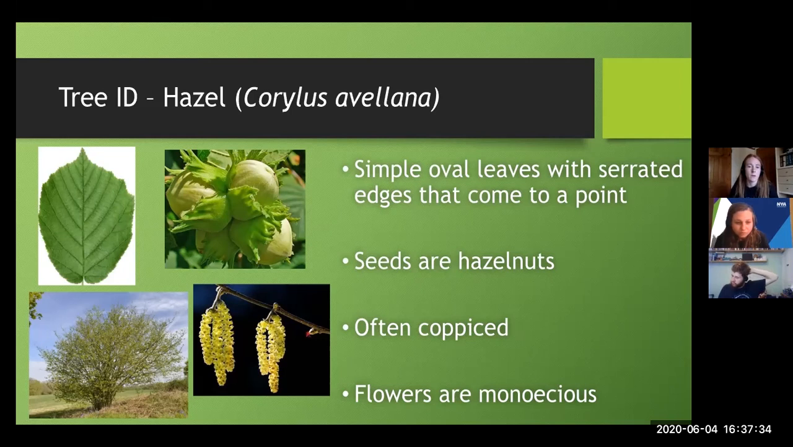So hazels are often coppiced, which I mentioned before, so cut low down, and that promotes regrowth. Particularly for hazel, it makes them last. They usually live for about 80 years if they're not cut, but if they're coppiced, they can live for several hundred. So it does have a big effect.